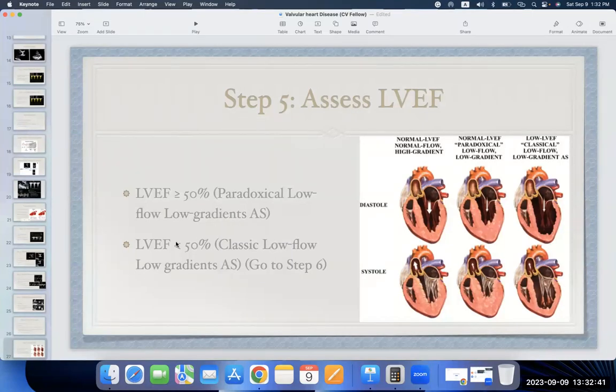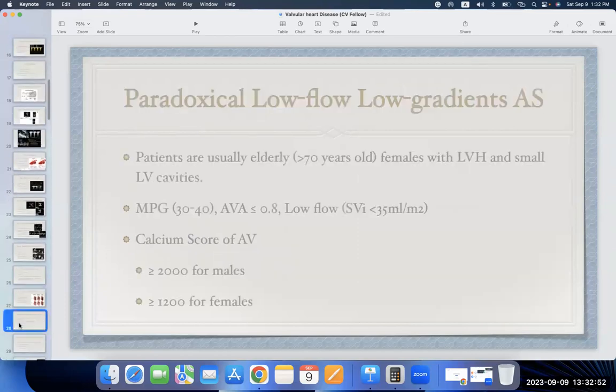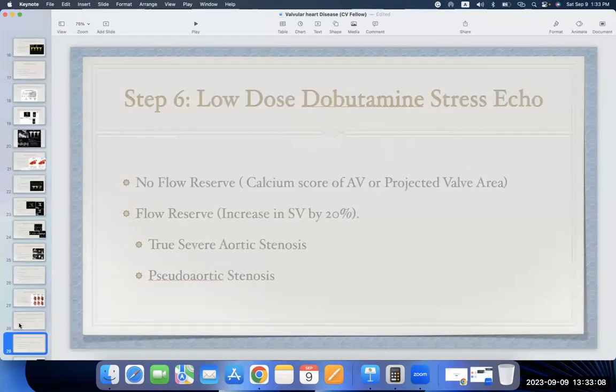But if your patient has a low ejection fraction, then we call this classic low flow, low gradient. For the patient with paradoxical low flow, low gradient, we usually do a calcium score of the aortic valve. If it's 2,000 or more for male or 1,200 for female, then we say that the patient has significant aortic stenosis. However, if the patient has the classic low flow, low gradient, then you have to do a low dose dobutamine stress echo.